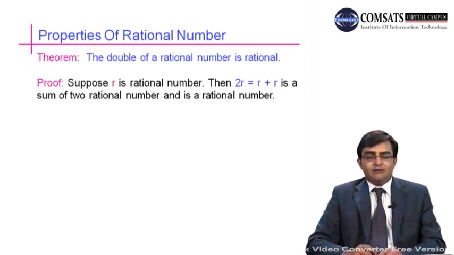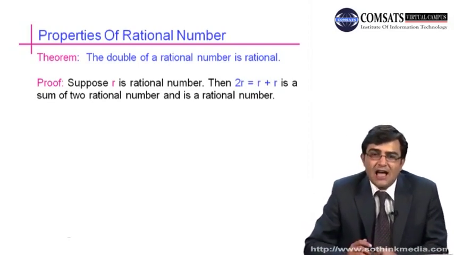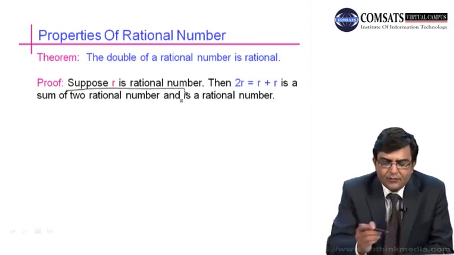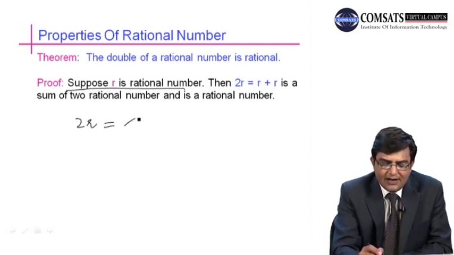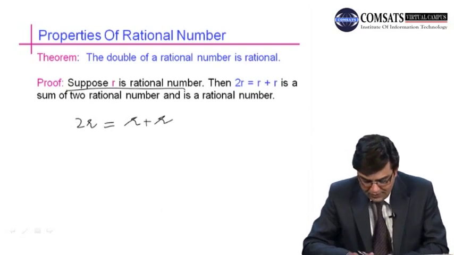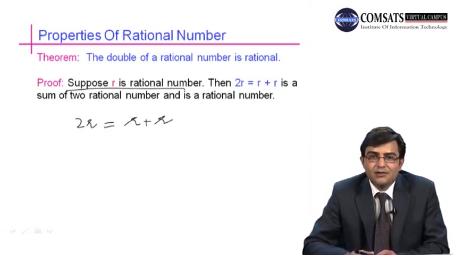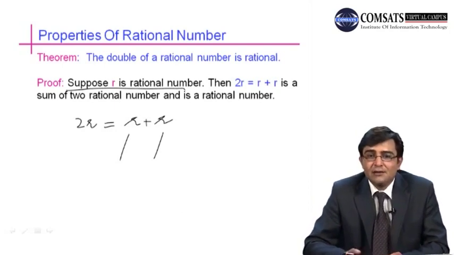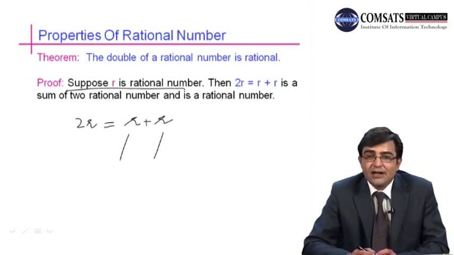So we can take the help of the previous theorem which we have proved in the previous slide. To prove a double of a rational number is rational, we must have a rational number. So we suppose that r is any rational number. Here we multiply r by 2. Now we can write it as r plus r. What we have proved in the previous theorem is that the sum of two rational numbers is a rational number. So r is a rational number, r is a rational number. These numbers could be the same. So r plus r is a rational number because it is a sum of two rational numbers.